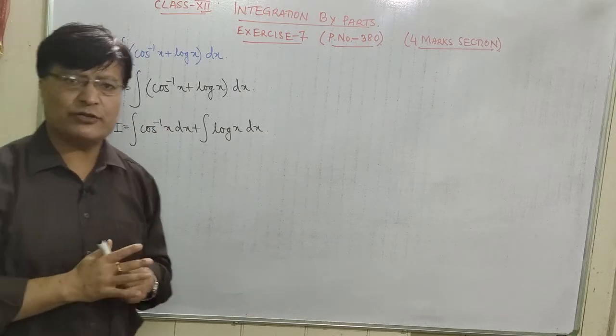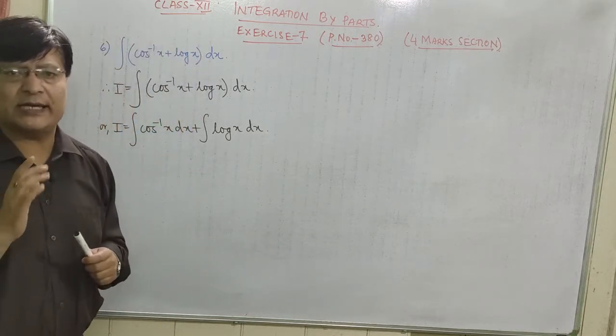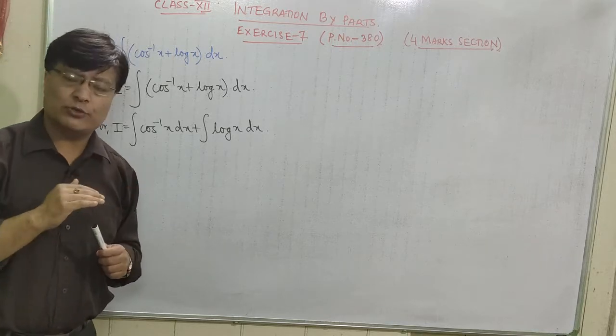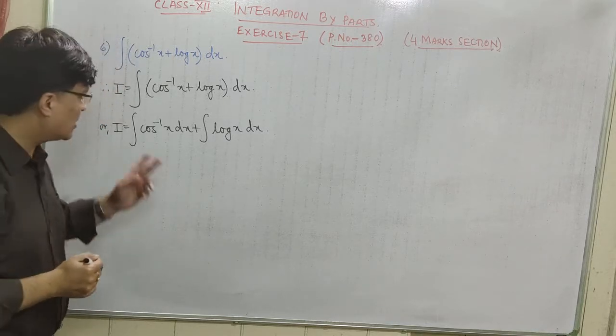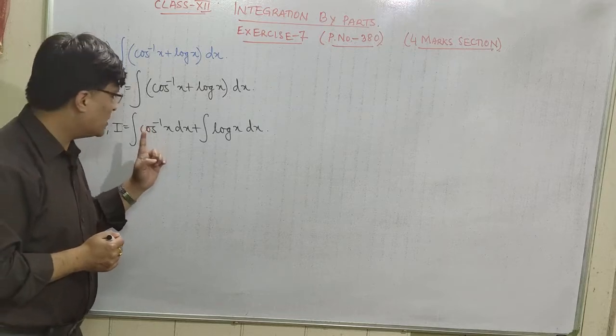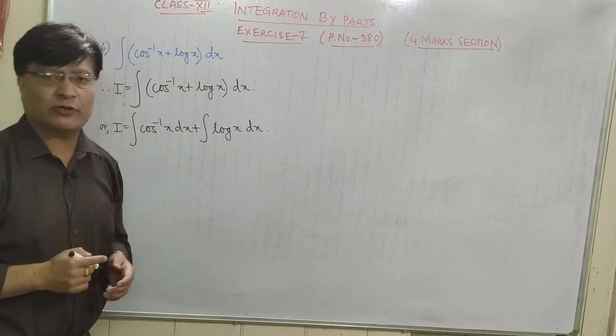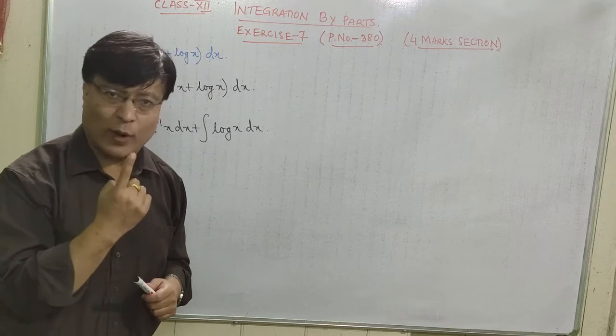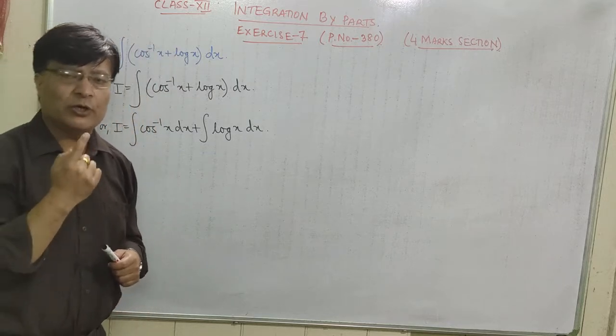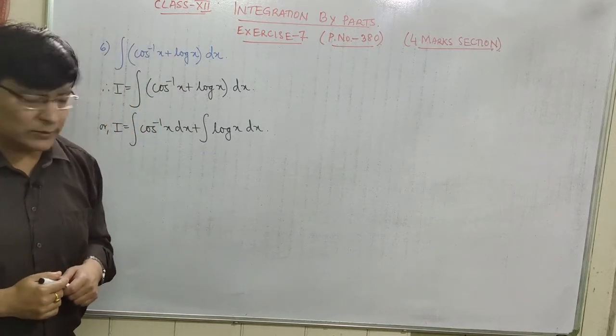Now this is only integration of cos inverse x dx. So if you have integration of only cos inverse x dx, in this case also you have to do integration by parts. Actually there are two functions here. One is cos inverse x, that is your inverse circular function, and the other one is 1. 1 means x to the power 0. You can take it as algebraic function.